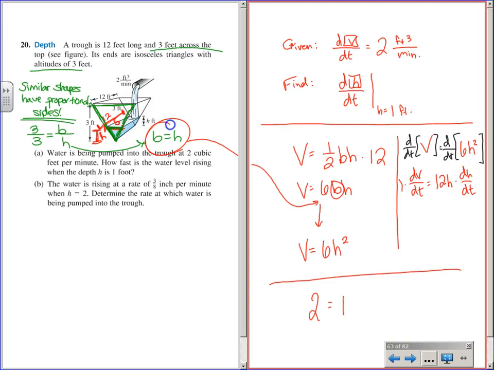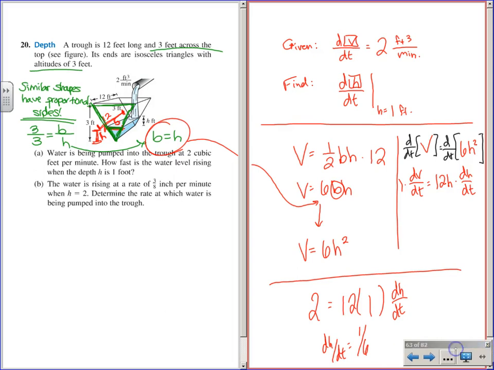12 times h. Isn't that part of the clue up there? Now I can plug in. Now I can go back and say, oh, h is 1. dh dt, oh, no big deal. I need to solve for him anyway. He's going to stay unknown until I get him alone. So at the end of the day, dh dt is equal to 2 over 12, which is 1/6.